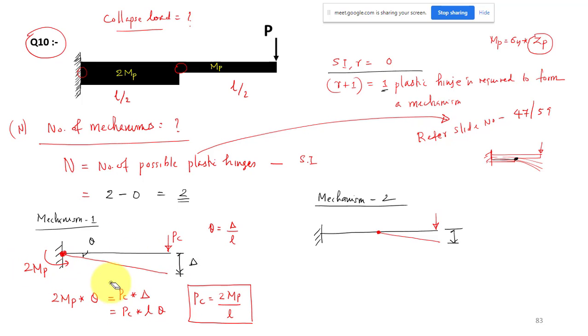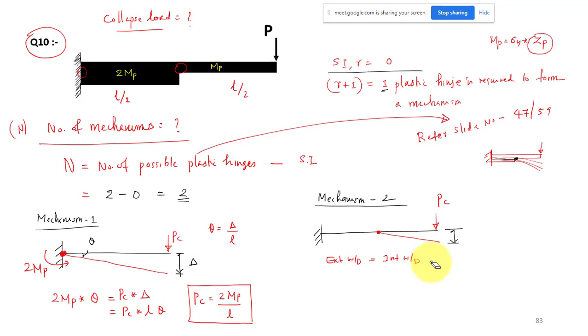Let us say we got one value. Now let us check what is in the other case. For this mechanism we have to do the same thing. We will apply the upper bound theorem: your external work done is equal to internal work done.